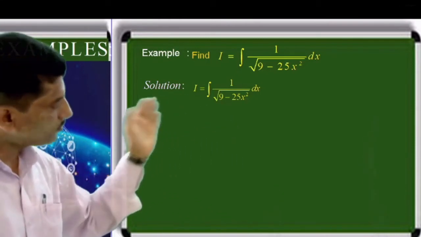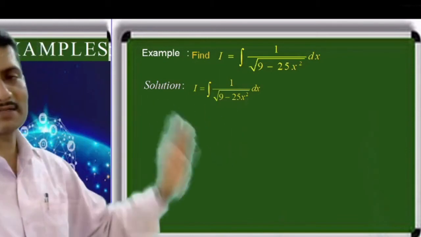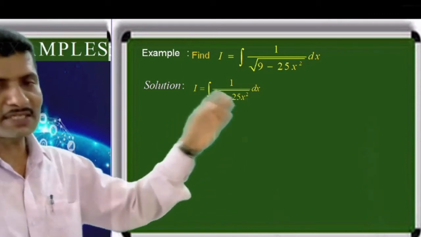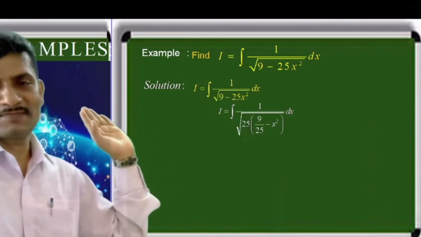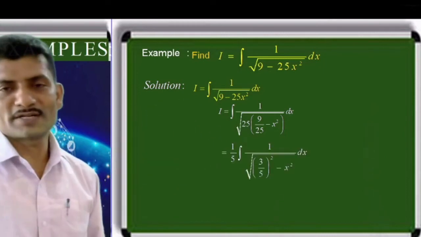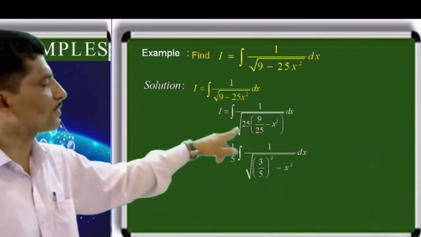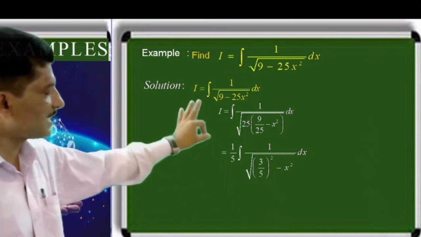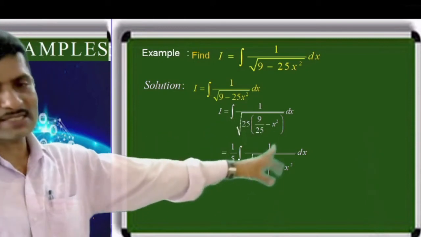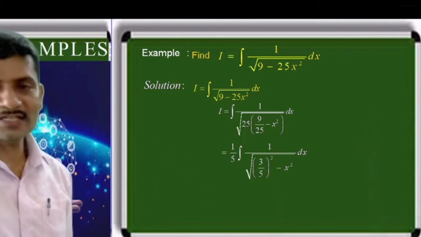Another method is that inside the root you can take 25 common. Then 25 into 9 by 25 minus x square. Root of 25 is 5, outside it goes. Again, I have 1 divided by 5 into root of (3 by 5) whole square minus x square, which is in the form of integral of 1 by root of a square minus x square into dx. Identify the variable and you will get exactly the result.